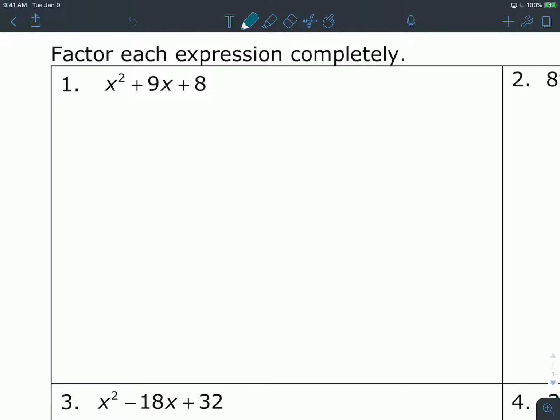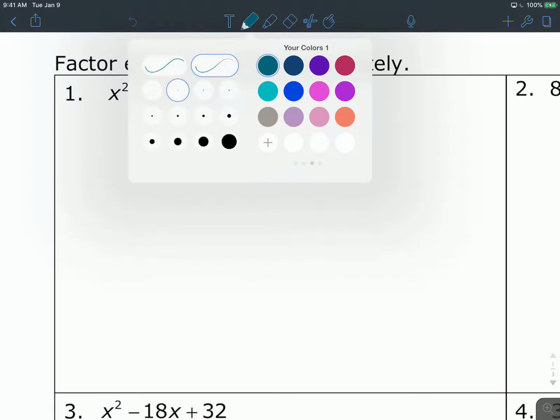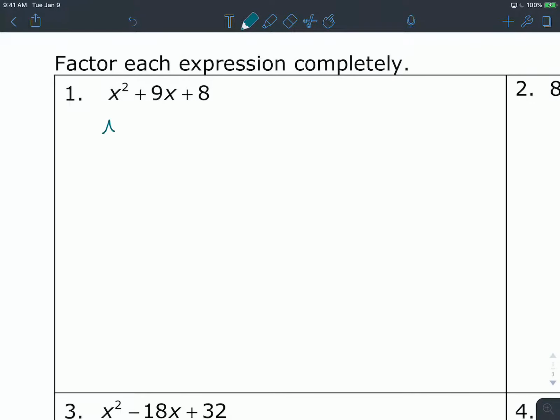So what we're going to do is take our equation, x squared plus 9x plus 8, and luckily this is already set up in the correct form. It is in ax squared plus bx plus c form, which is exactly what we needed, so it's already good to go.